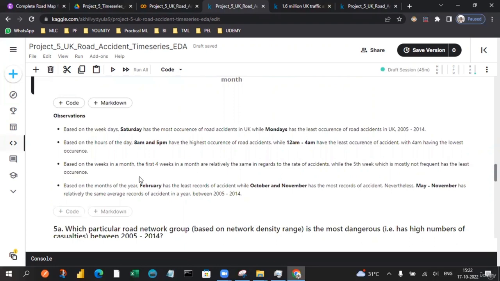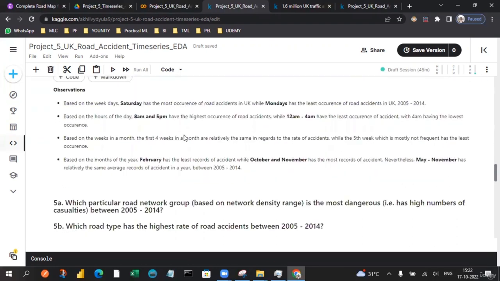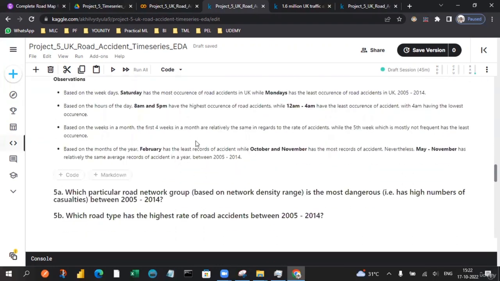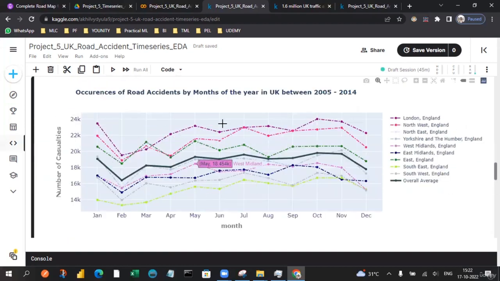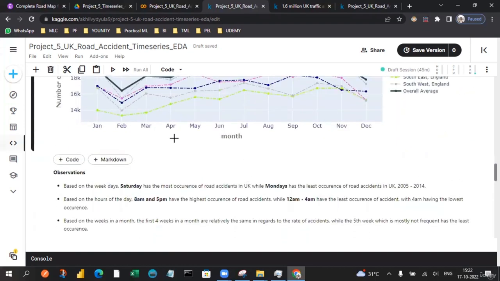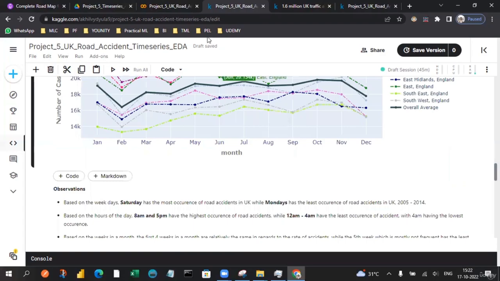Along with that, we also drew a conclusion with respect to the month. February has the fewest recorded accidents, while October has the most. It depends, and a similar average ratio is also present in May and July. That's the reason this is not stationary, and we cannot draw conclusions from this.